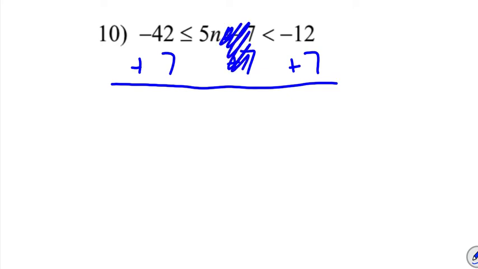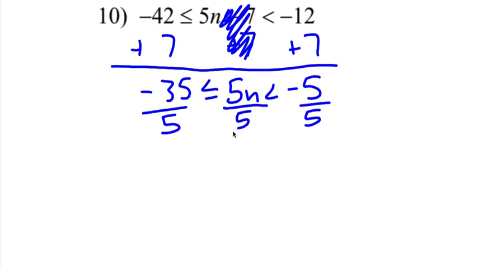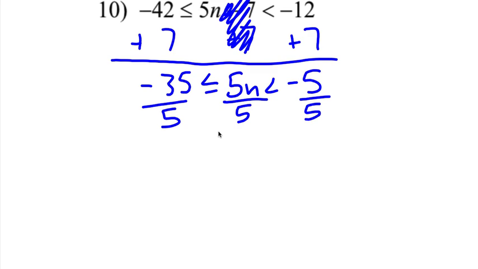So these are gone. Cross them out. Negative 42 plus 7 gives us a negative 35, is less than or equal to, my middle part here is just 5n, is less than negative 12 plus 7 is negative 5. And again, the last step here to get n by itself, I'm going to divide all 3 parts by 5. I'm not flipping my inequalities because I just divided by a positive. Just because these top numbers are negative, that has nothing to do with that.